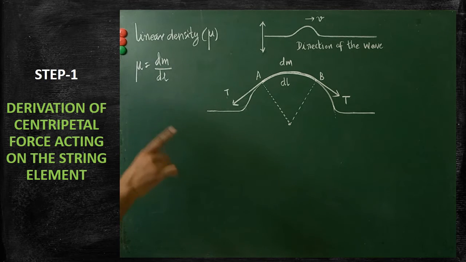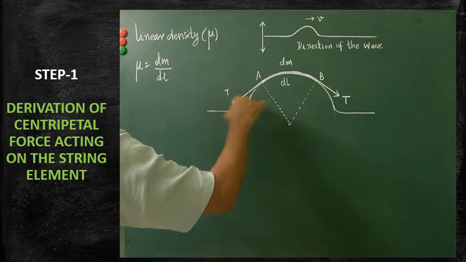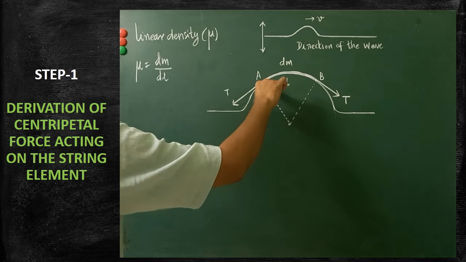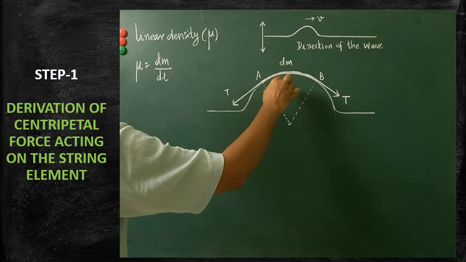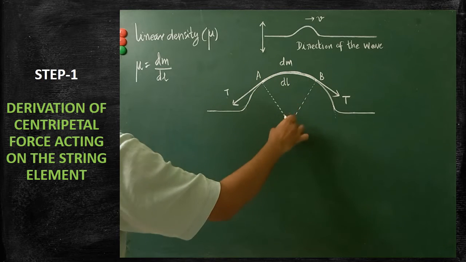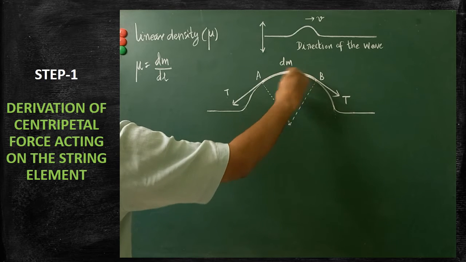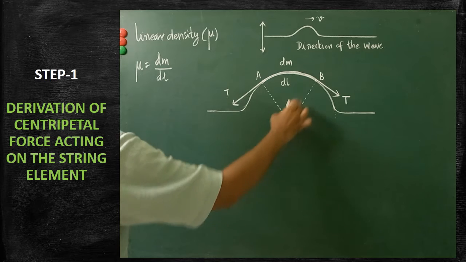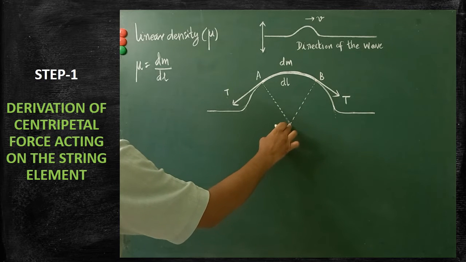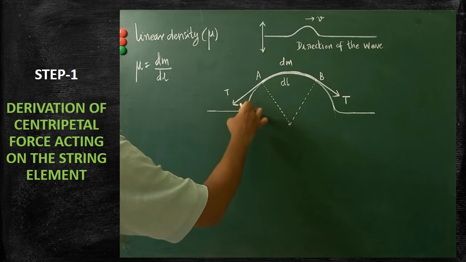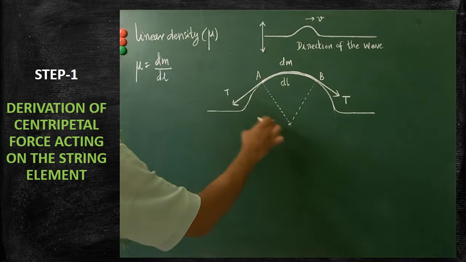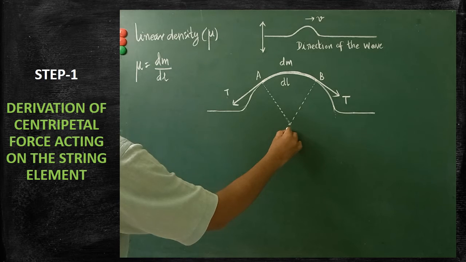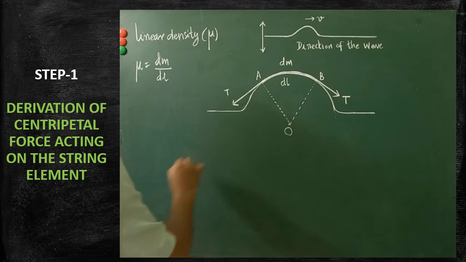Understood? As I have told earlier, the tension is acting in this direction. Here also the tension is acting. Now, this arc can be extended like this. It's a curve, a curvature. If both the two lines are extended, you can get the center of the circle. If it is extended, you will get a circle. This portion will be the center of the curvature, which can be written as O.